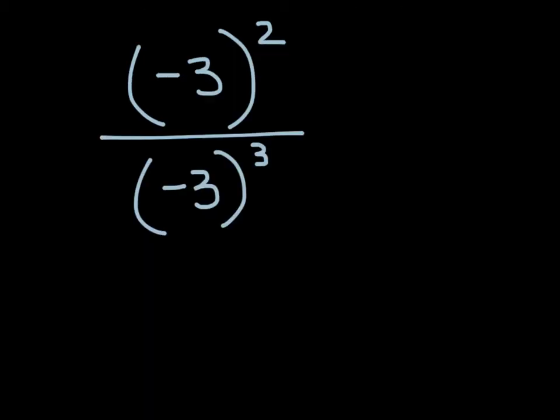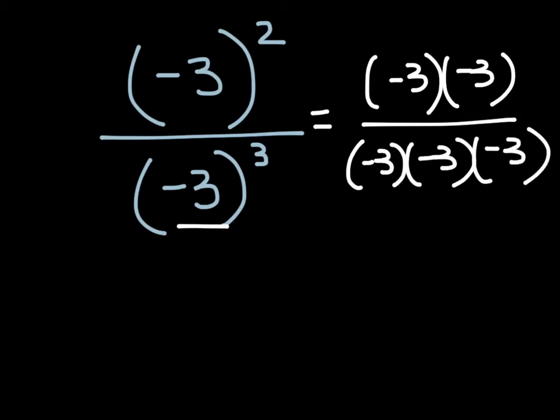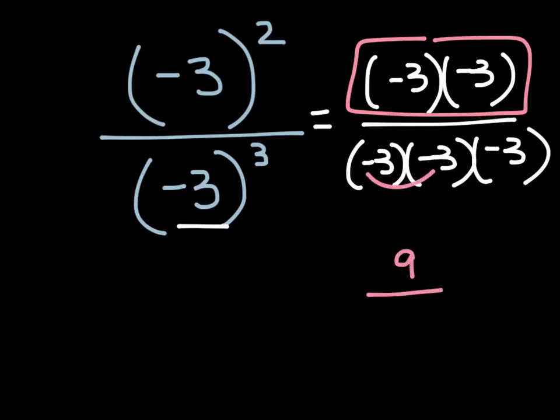Okay, here's another one that kids tend to struggle with. It says negative 3 squared over negative 3 to the third. So I suggest you write it out the long way. Negative 3 squared means negative 3 times negative 3. Negative 3 to the third means negative 3 times negative 3 times negative 3. Now you can just work that out if you want. Negative 3 times negative 3 on the top is a positive 9. On the bottom, a negative times a negative is a positive 9, times a negative 3 is negative 27.